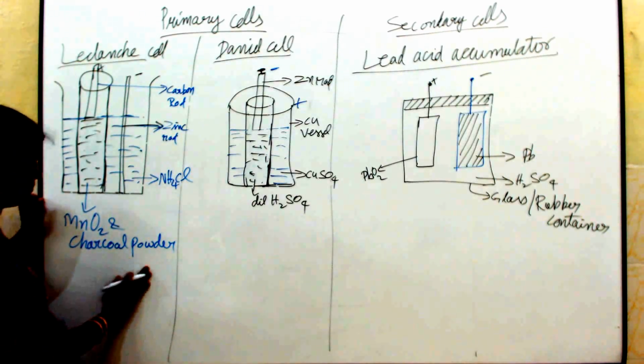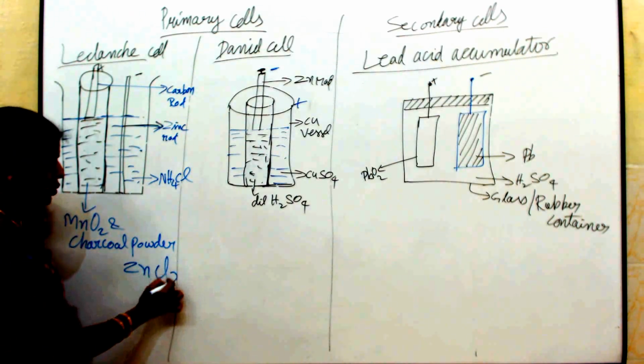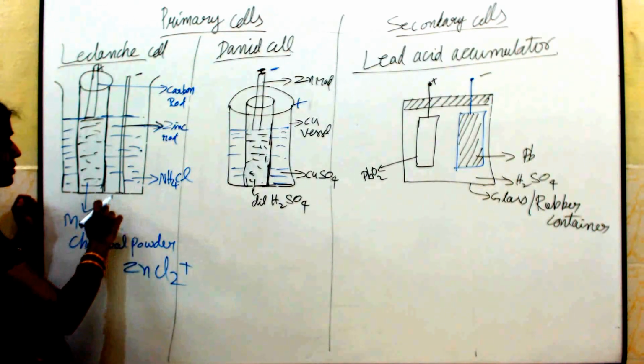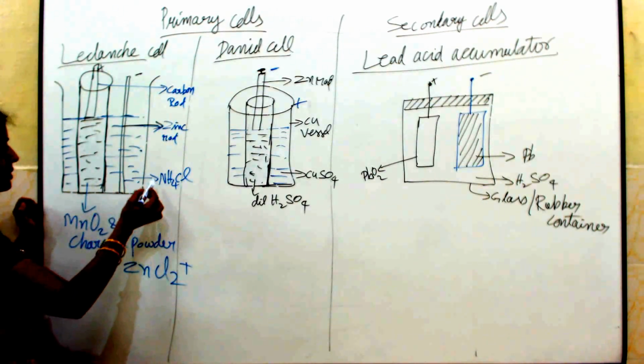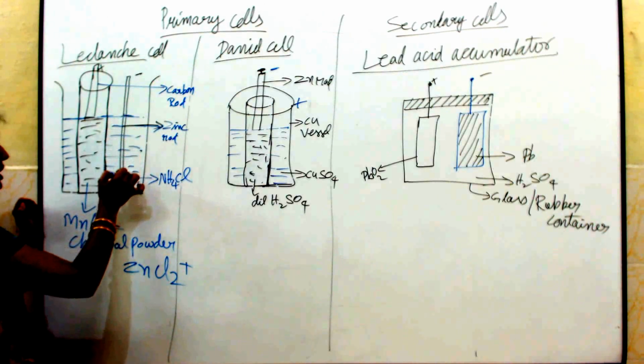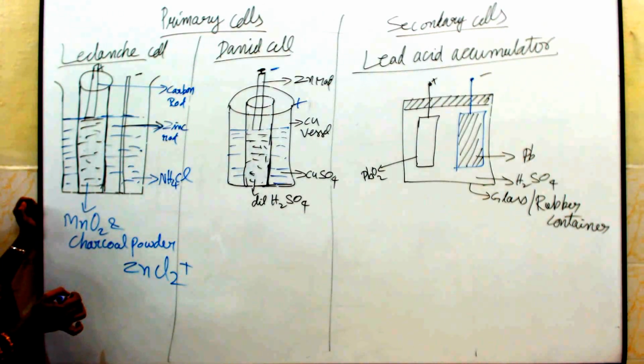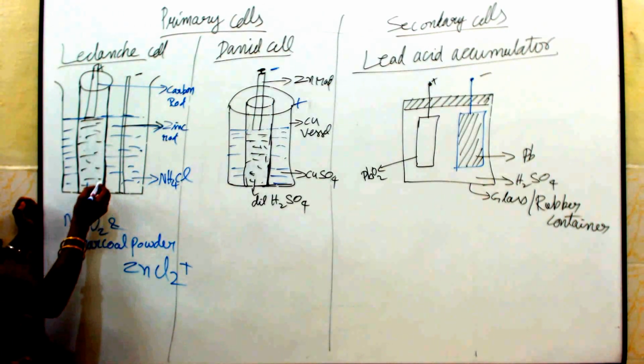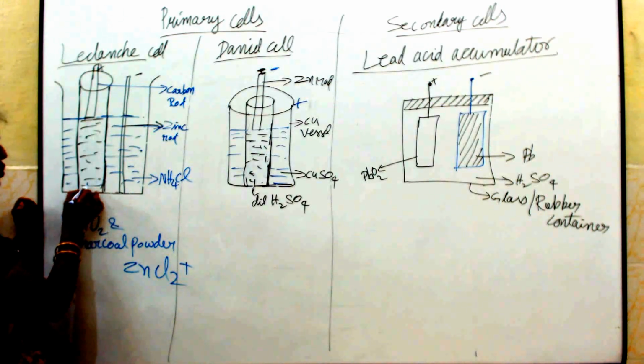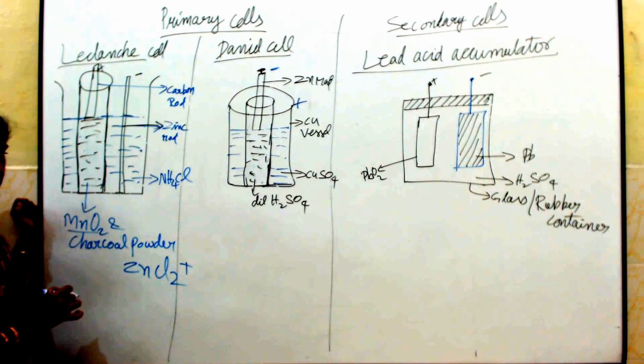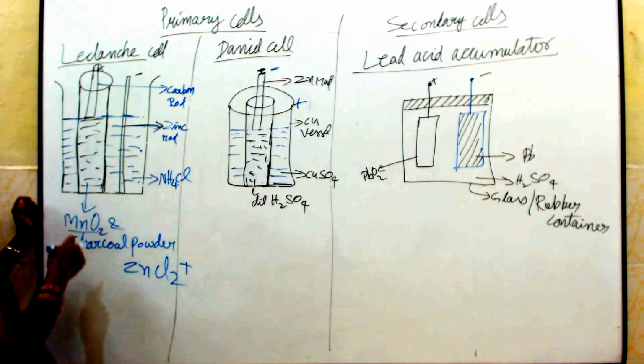When it reacts with ammonium chloride, it will produce ZnCl2 and hydrogen ions. Thus, electrons are deposited on the negative electrode, making it more negative. And here the zinc ions again pass through and react with the manganese dioxide, making it positive, that is the carbon rod.